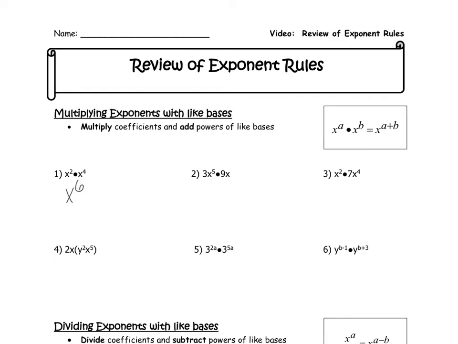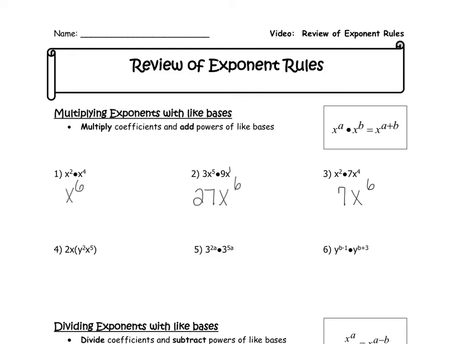For number 2, we're going to multiply the 3 and the 9, which gives us 27. Keep the base, which is an x, and add the powers, you get 6. There's technically a power of 1 here, so this makes this 5 plus 1, which gives me 6. Number 3, we're going to multiply 7 and 1, which is 7. Keep the base of an x, and add the exponents, which is 6 again.